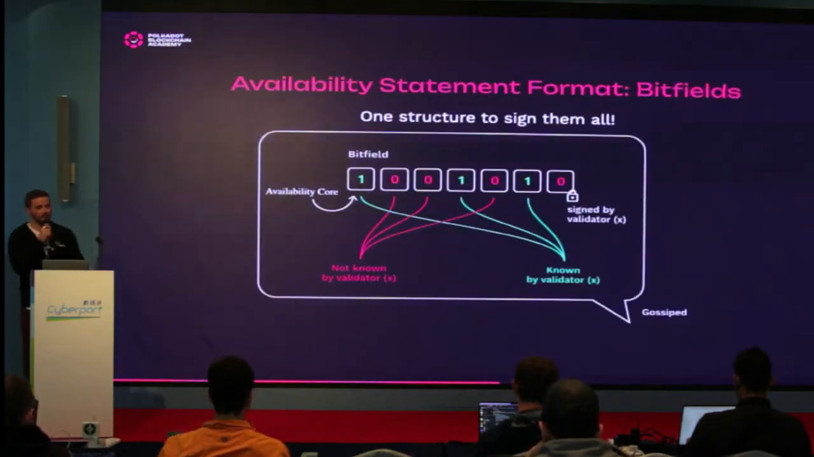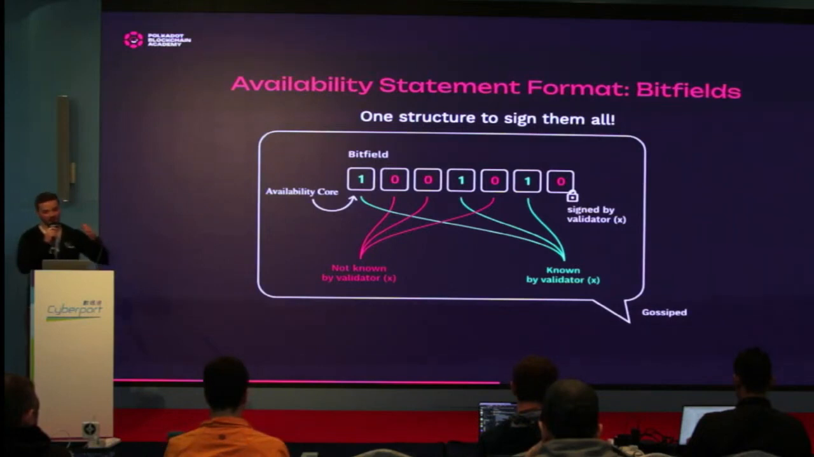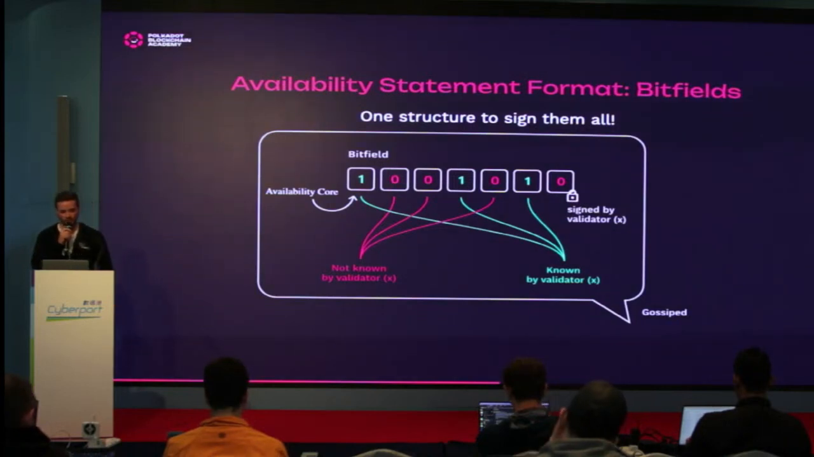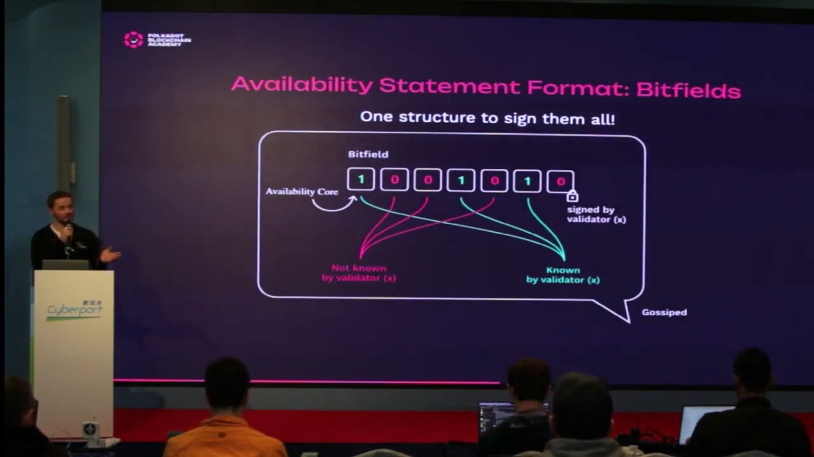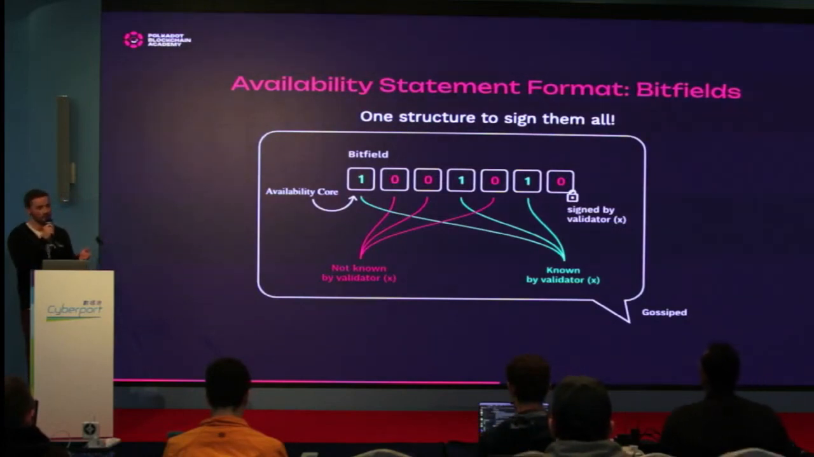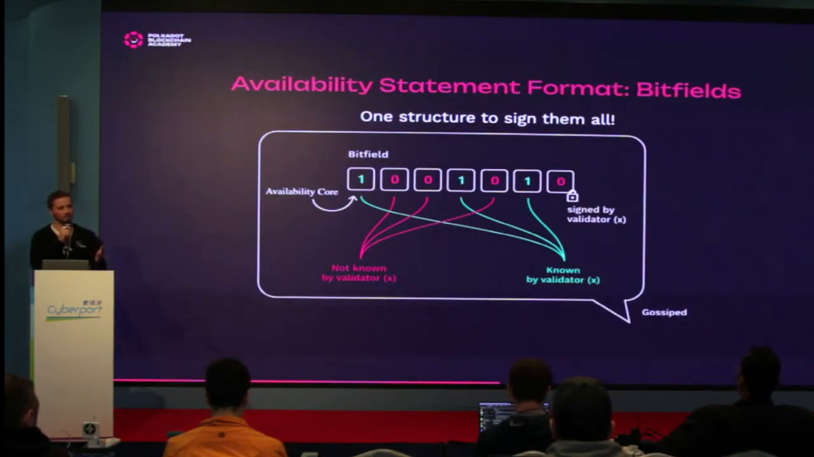All right, so we covered how these chunks are distributed, but we need to cover the format in which statements about these chunks are actually given back and reported. We want to sign these statements about which chunks we have as a validator, but signing is a little bit expensive, especially if you're going to do it over and over for, say, 100 different execution cores. That's more signatures than we need.